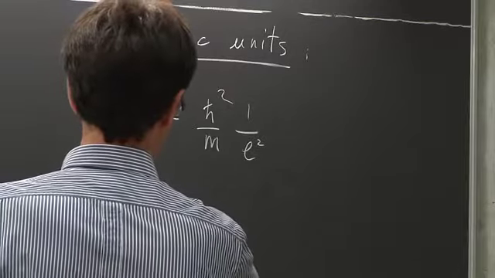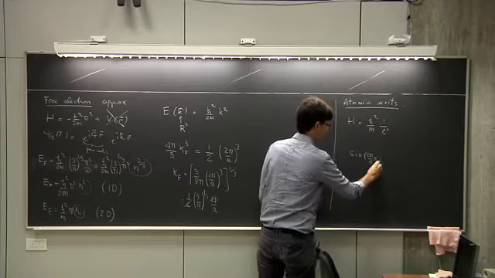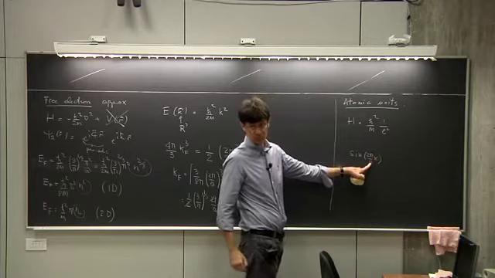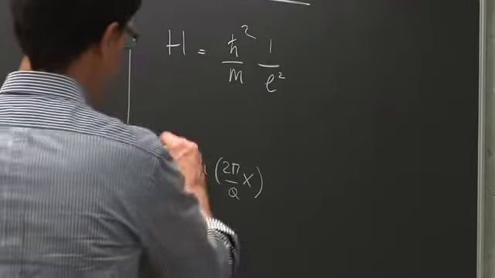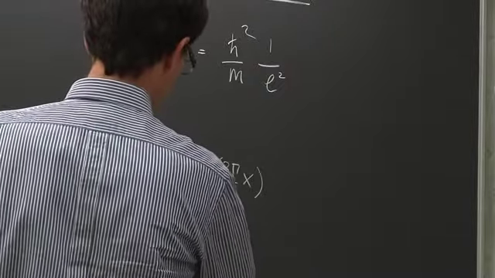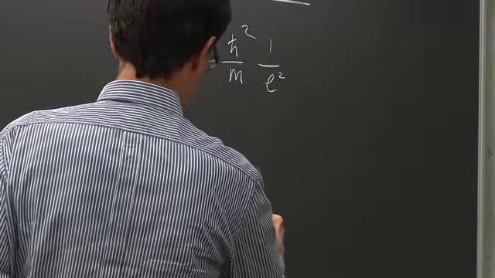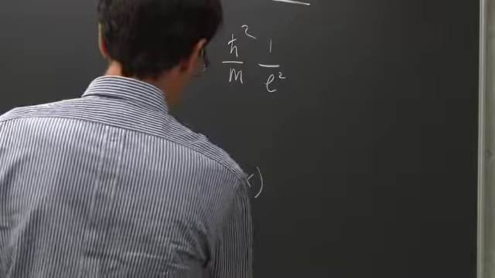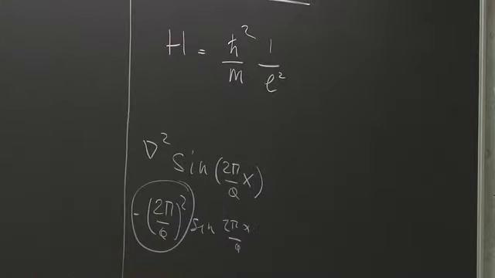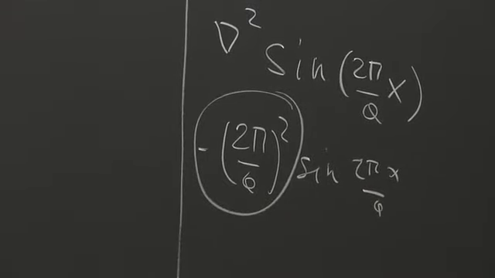if I have sine of, say, 2 pi over a times x, which is a sinusoidal function with period a, I take delta squared of this, and I get minus 2 pi over a squared times sine of 2 pi over a times x. So what I get out of it is something that scales like the characteristic length of the wave function. Same, of course, forgetting about numerical factors. Same with the exponential.